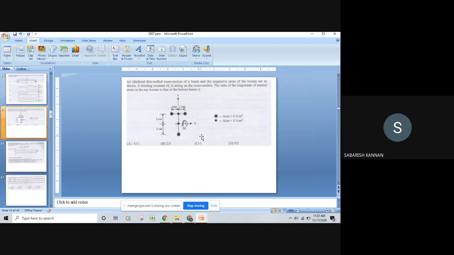So using the formula only we solve. We need to find the ratio of the magnitude of the normal stress. Normal stress is known as the bending stress. Here, the normal stress in the top booms to the bottom booms, right?